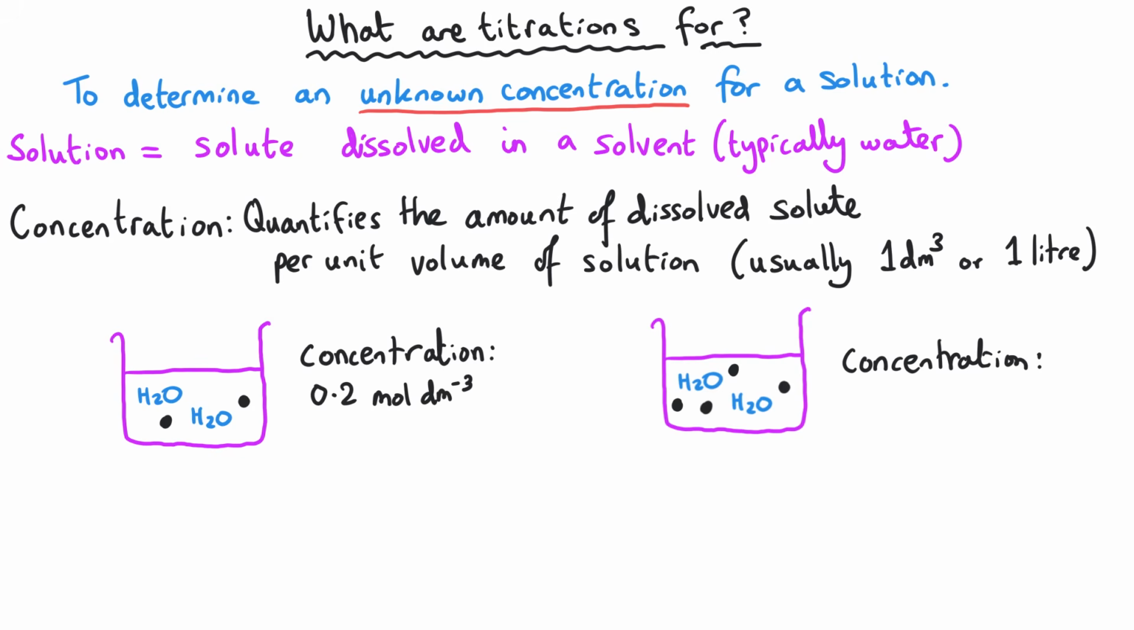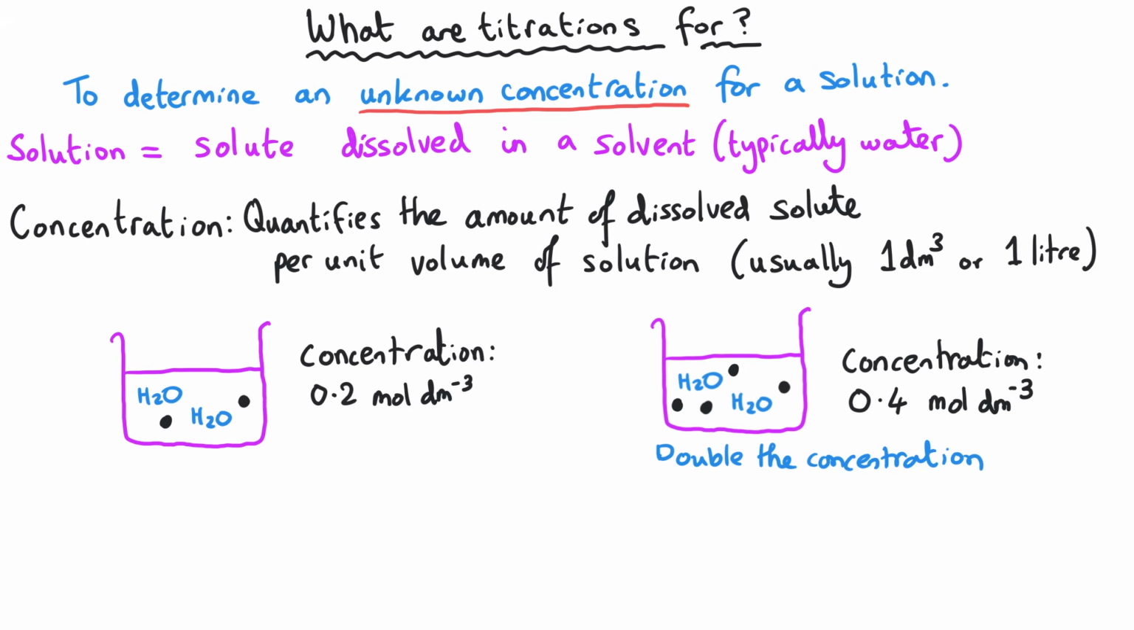And then the beaker on the right has got a different concentration, and I'm symbolising that by drawing more of these particles dissolved in the water, but also the number. There are twice as many of these particles, so the concentration is 0.4 moles per cubic decimetre. So we've got double the concentration because there are double the number of particles dissolved in a unit volume.